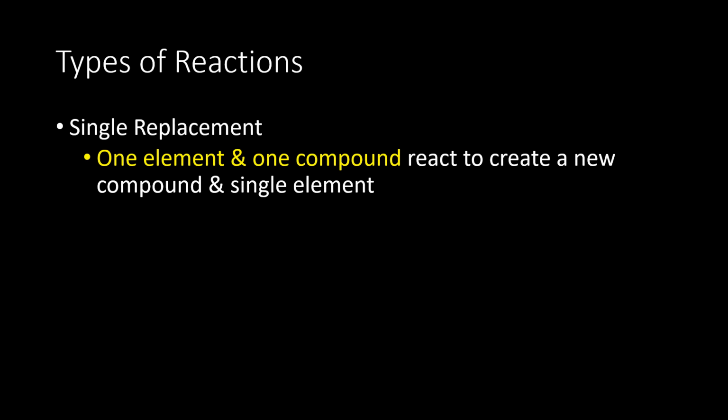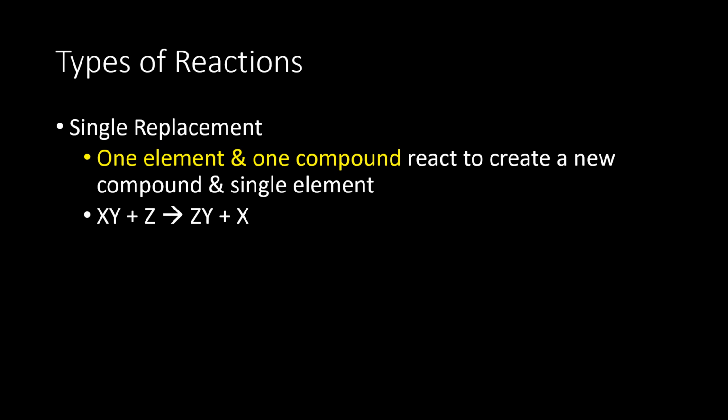The third type of reaction we have is what's called a single replacement reaction. In a single replacement reaction, you have one element and one compound on each side of the reaction. So one element plus one compound creates a different element and a different compound. The reason it's called a single replacement reaction is because something is solo on each side. One thing is single. The element is by itself on each side.